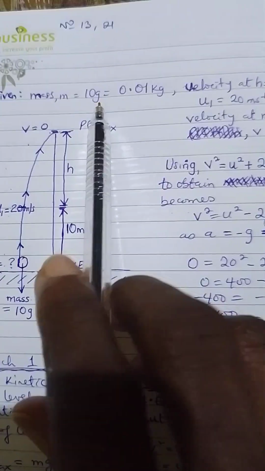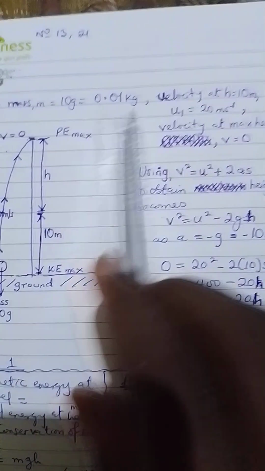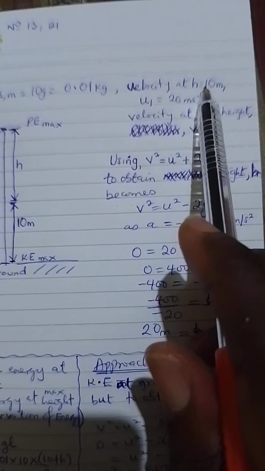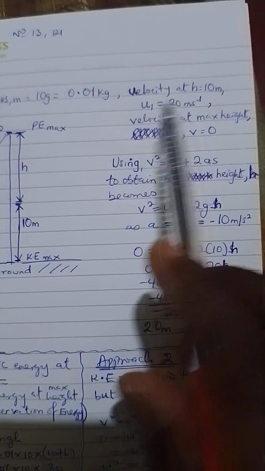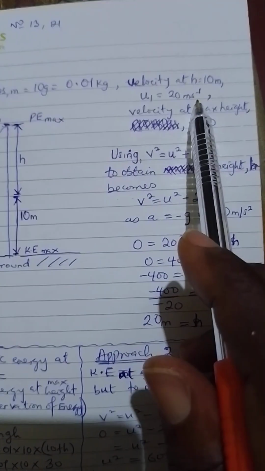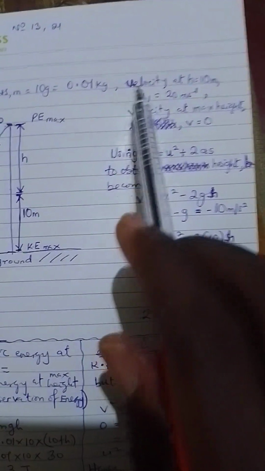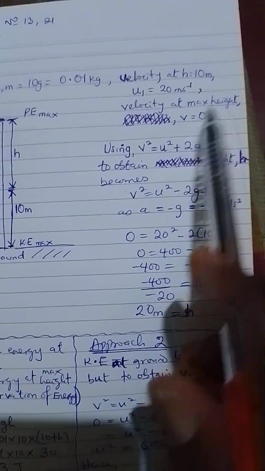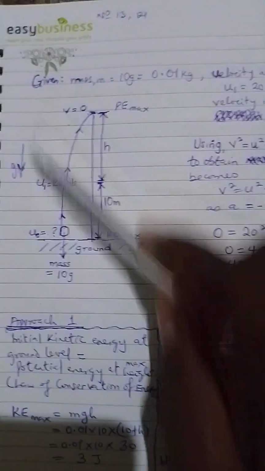So what are we given? Mass is 10 grams of the object, and we convert to SI unit, kilogram. The velocity at the height of 10 meters, u1, is given as 20 meters per second. Take note, this is not the initial velocity. We don't know the initial velocity. The velocity at maximum height, V, is equal to 0 from the diagram.